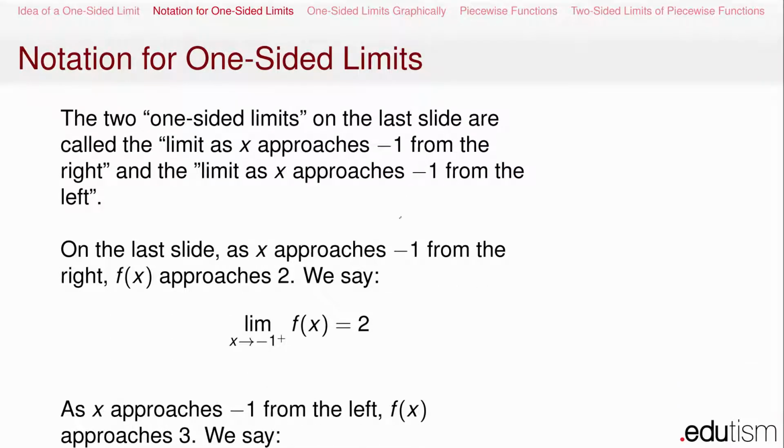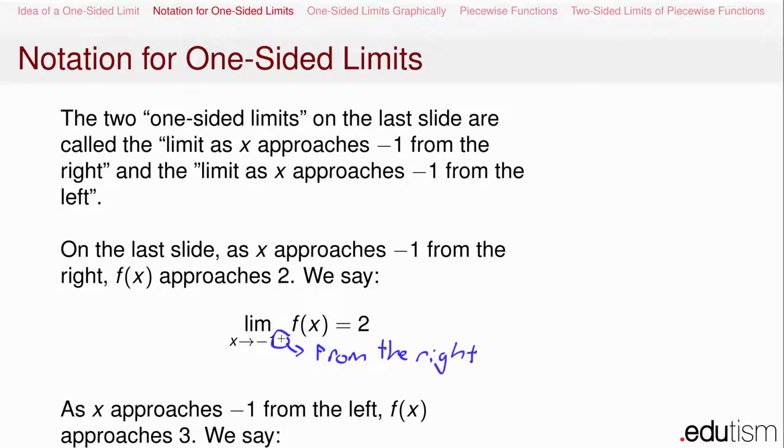There's a special notation we use for these one-sided limits that I've talked about. First thing to mention is what we call these one-sided limits are the limit as x approaches -1 from the right and the limit as x approaches -1 from the left. Again, we mentioned on the last slide that as x approaches -1 from the right, this function approaches 2. To write that down using notation, what we say is the limit as x goes to -1 from the right of f of x equals 2. That little plus sign there is the symbol that says we're approaching -1 from the right.